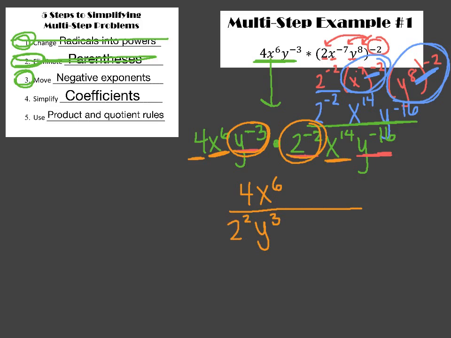X to the 14th, that already was positive, so I'm putting that on the top. Y to the -16, that was negative, so I'm moving it to the bottom to make it positive.